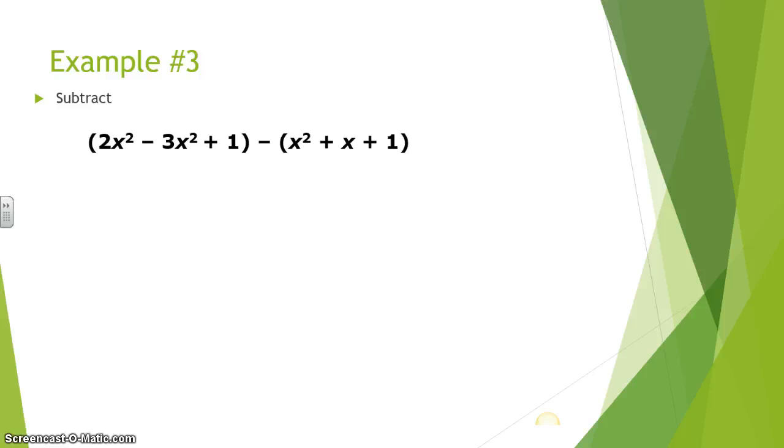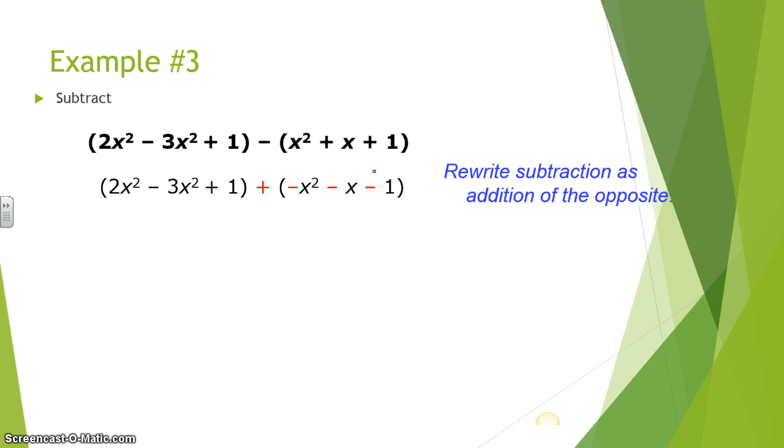Our last example here, example 3, we're subtracting now. So we have 2x squared minus 3x squared plus 1 minus x squared plus x plus 1. So what we're going to do first with subtracting polynomials is rewrite the subtraction as adding the opposite. Remember, one of the first definitions said that subtracting is adding the opposite. Don't forget, when you add the opposite, you have to do it to each term inside the parentheses. So this minus becomes a positive. We have x squared, that becomes a minus x squared, plus x becomes a minus x, plus 1 becomes a minus 1. So think of the opposite there when you add the opposite.